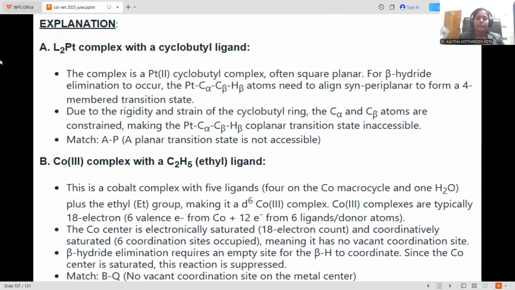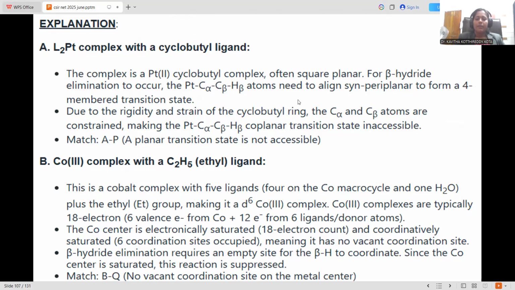Now, let me go with the complexes. First one, there is a complex of platinum. On each edge, you can notice the two ligands on either side. Cyclobutyl ligand is also present. So whenever this square planar complex is taken into consideration, a complex of platinum plus 2 cyclobutyl is often square planar, and beta hydride elimination has to occur.